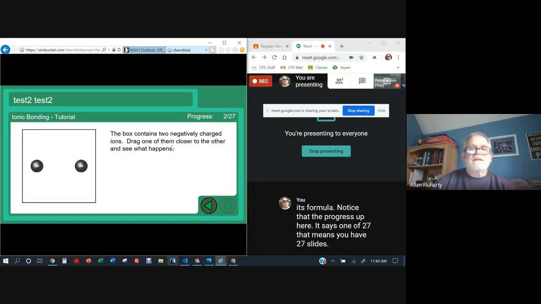Okay. This box contains 2 negatively charged particles. And notice there's a negative sign to indicate that it's negative. It also has shading in the circle to make it look three-dimensional. Okay, so think of these particles as spheres that have a charge. So I'm going to click on one and try to drag it to the other one. And notice how they repel each other.